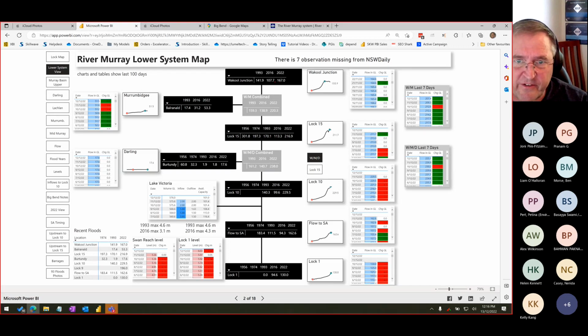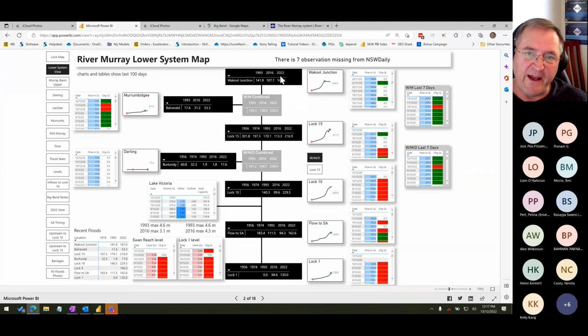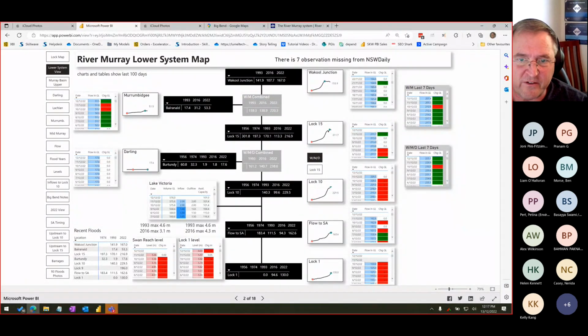The next thing I did was decide to add these data sources together. There is no such concept of the Wackle Junction and the Murrumbidgee water combined, but I literally combined those two data sources together to give me an early warning of what's going to come down into Lock 15 and then ultimately into Lock 10. And as I've been tracking this, what I've increasingly realized is that the water is becoming additive.